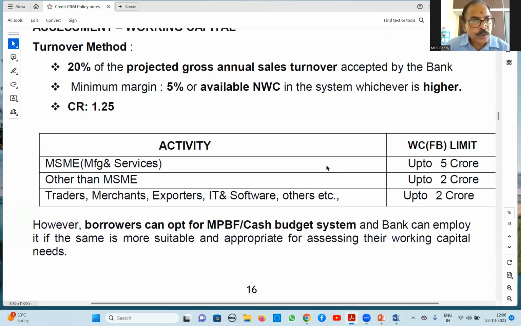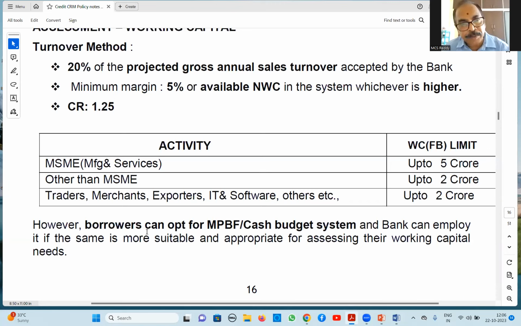This is the question. The first option itself, they will give turnover method, because for SME 5 crores it is turnover. We may go for turnover immediately. But in the second option, they will give MPBF. Third one, they will give cash budget. Fourth option, they will give either MPBF or cash budget or turnover as per option of the borrower. You have to go for the fourth one, because wherever the borrower asks for the MPBF method, it always prevails over the other two methods.